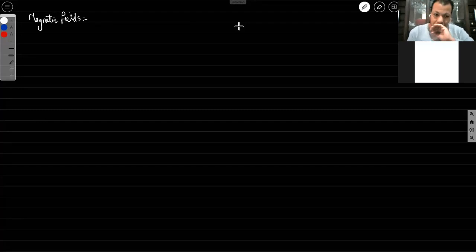The chapter talks about something called magnetic fields. And if we talk about the magnetic field, it's the field number 3. We talked before about the gravitational field and the electrical field, and now it is the magnetic field.